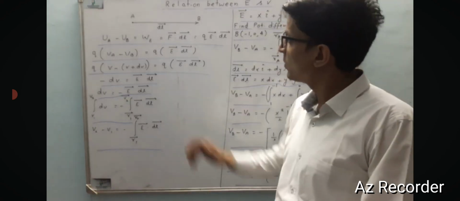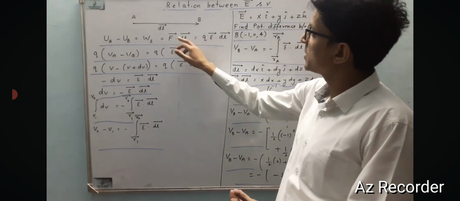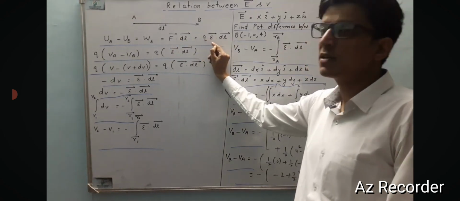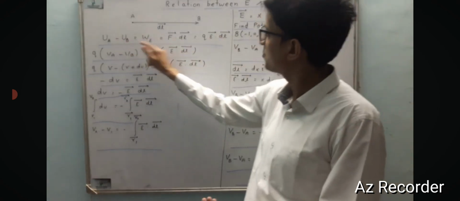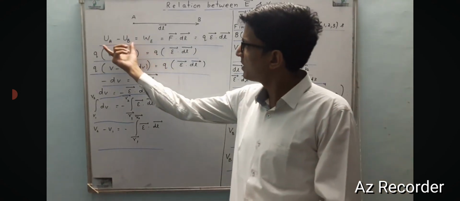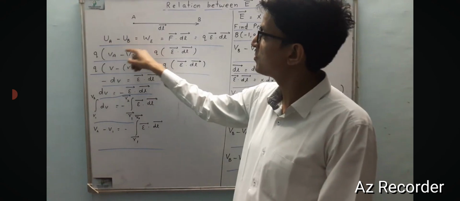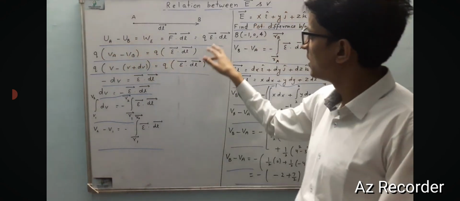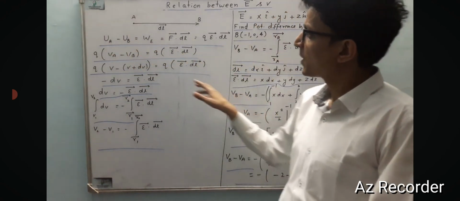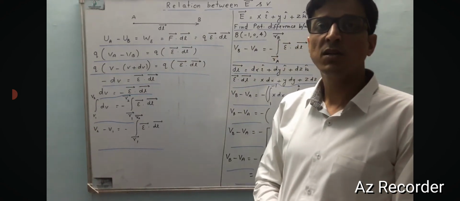Now we know that work done by a force is F dot dl. Now force can be written as the charge multiplied by the electric field. So we have U_A minus U_B as Q E dot dl. Now potential difference is related to the difference of potential energy by the relation that U_A minus U_B is Q into V_A minus V_B, and this is Q E dot dl. I assume that the potential at point A is V and potential at point B is V plus dV.